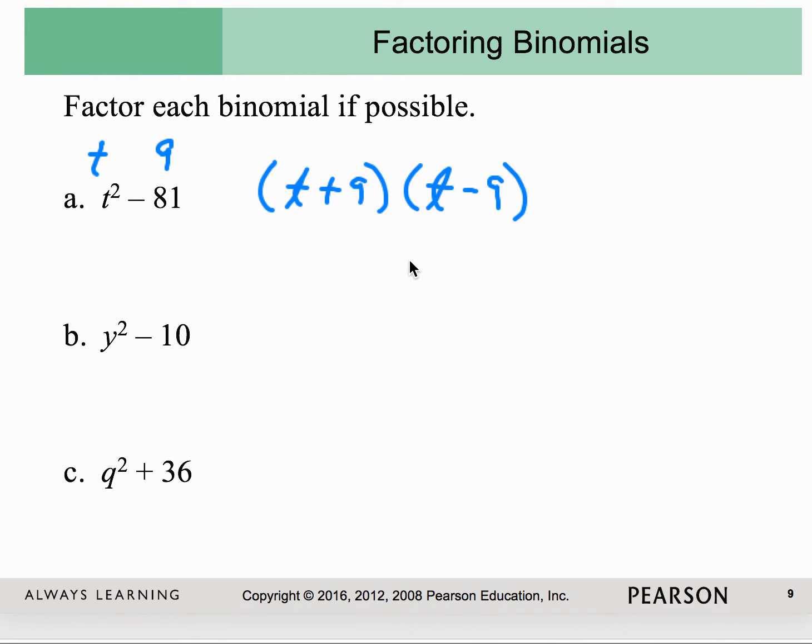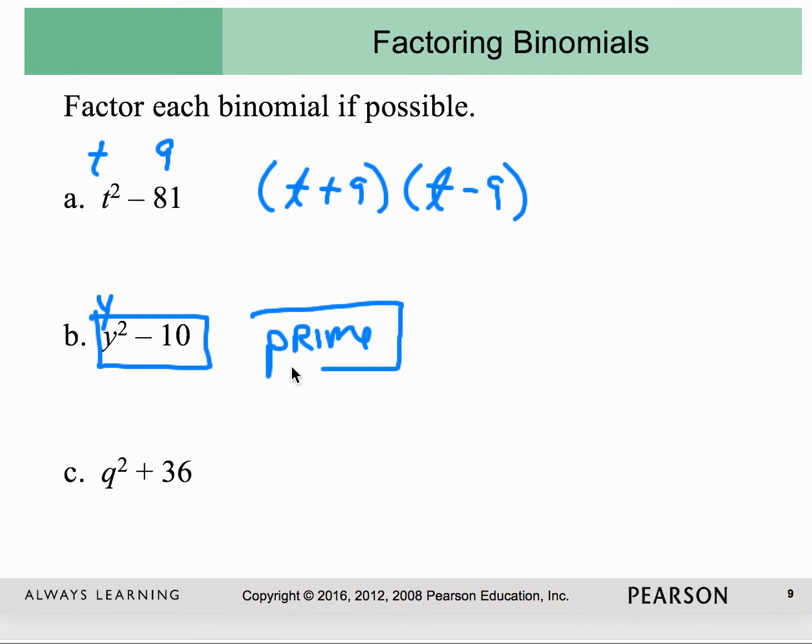In this section, we just have to memorize these formulas, right? Just memorize these methods. Okay, it's a binomial. The only way it's going to factor is if everything is something squared or something cubed. So that's y squared, but not anything will multiply times itself and get 10. That's not a perfect square. It won't factor. Prime. I guess instead of boxing that, I should have said prime.